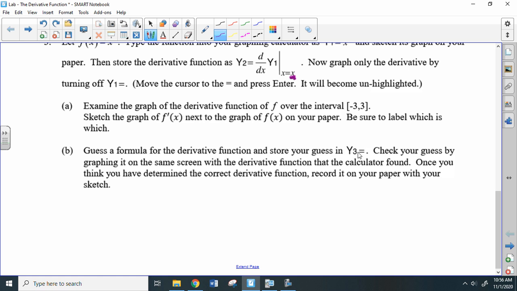So you're going to put your guess in Y3, and you're going to check your guess by graphing it on the same screen. And once you think you have figured out the correct formula, then you can tell me what f prime of x equals on your paper. You may want to use some graph paper if you have it available, just to keep things organized and make it easy to space everything out. All right, that walks you through the process of what to do.